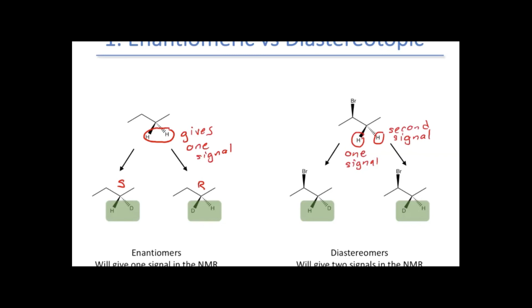If you notice that your compound of interest already has a stereocenter, you'd want to watch out for diastereotopic hydrogens, and whether it gives rise to diastereomers or not.